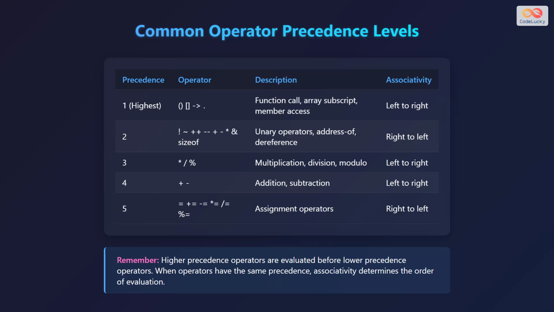At level 3, we have multiplication, division, and modulo, which are evaluated from left to right. Addition and subtraction come next at level 4, also evaluated from left to right. Lastly, at level 5, we find assignment operators such as equals, plus equals, minus equals, times equals, divide equals, and modulo equals, evaluated from right to left. Always remember that operators with higher precedence are evaluated before those with lower precedence. And when operators share the same precedence, associativity determines the order of evaluation.